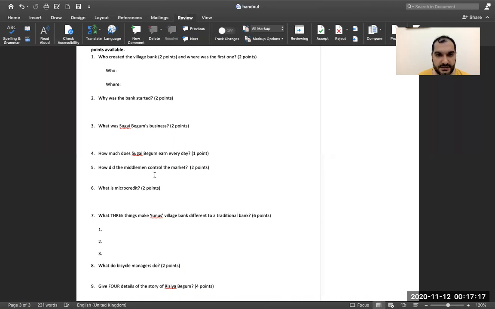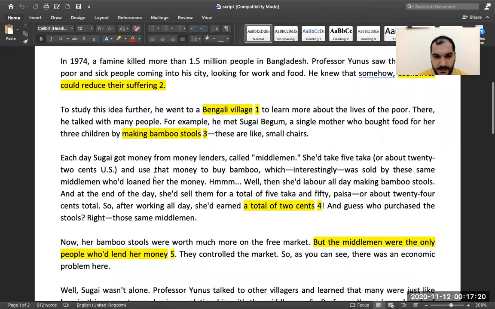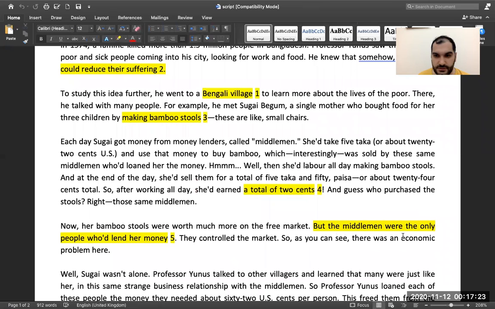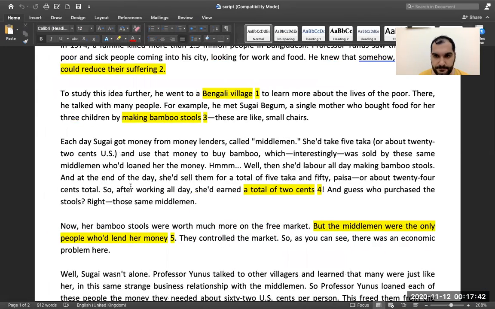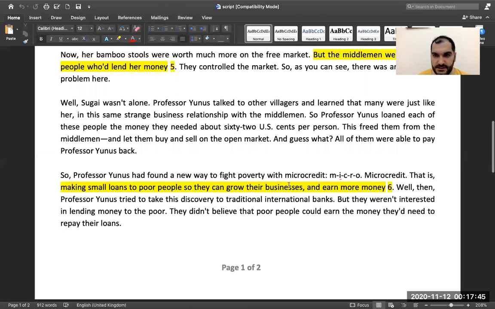Okay, how did the middleman control the market? The middlemen were the only people who would lend money to the people in need. So they controlled the market because they were the only source of lending money. And what is microcredit? Microcredit is making small loans to poor people so that they can grow their businesses and earn more money. This is the definition of microcredit.